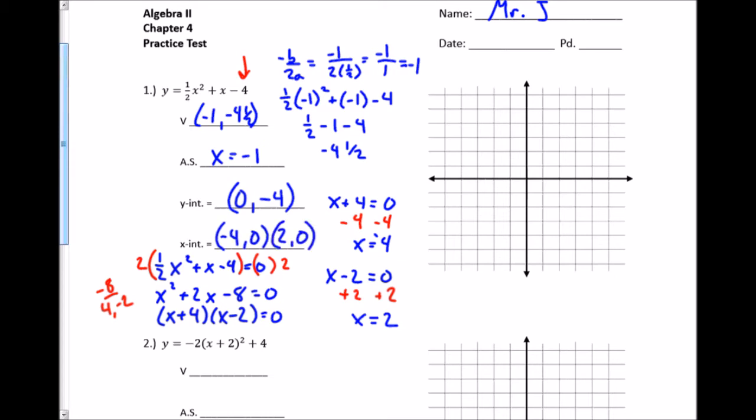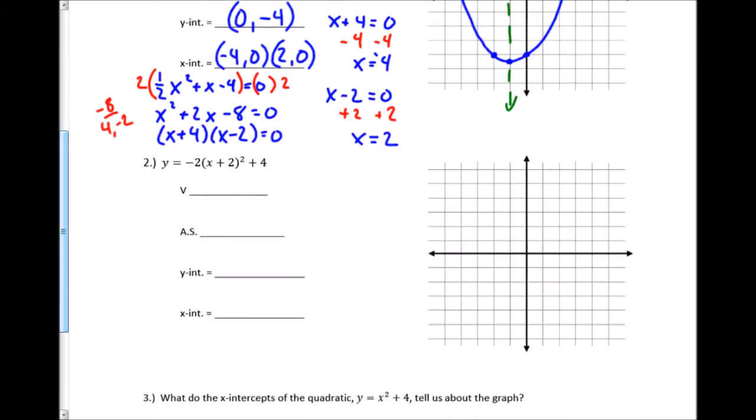And I'm just going to go through and plot all of this stuff. I've got negative 1, negative 4.5, which is right around here. The axis of symmetry is right here. The y-intercept at negative 4 is right here. I can reflect that point using my axis of symmetry. The x-intercepts at negative 4 and positive 2 are right here. That's plenty of information to graph this thing. So now I'm going to draw the best parabola that I can draw. And that's it.